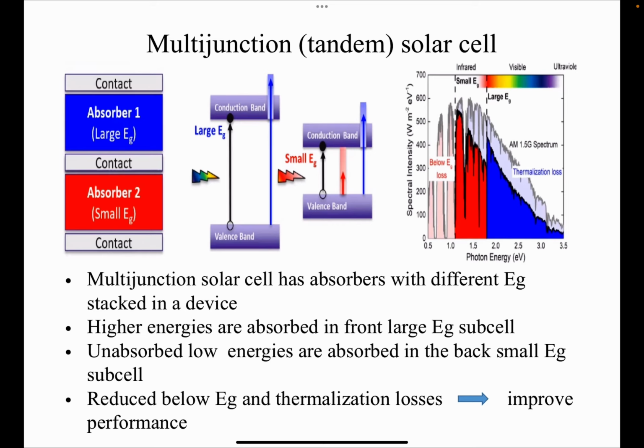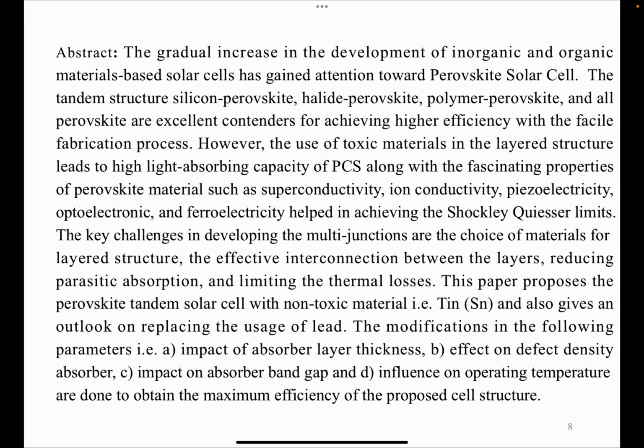In multi-junction tandem solar cells, we have three contacts and we have two absorber layers. Charges having lower energy can be absorbed in absorber number 2, which has a small band gap, and the charges having higher energy are absorbed in absorber layer 1, which has a large band gap. This improves the efficiency and also the performance, and if the thermalization losses are reduced, the efficiency is definitely increased. This is abstract.